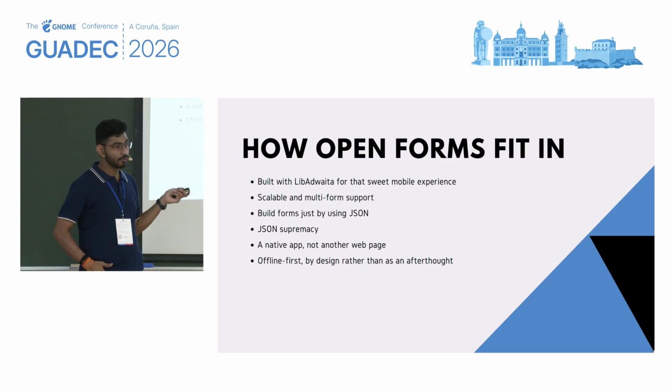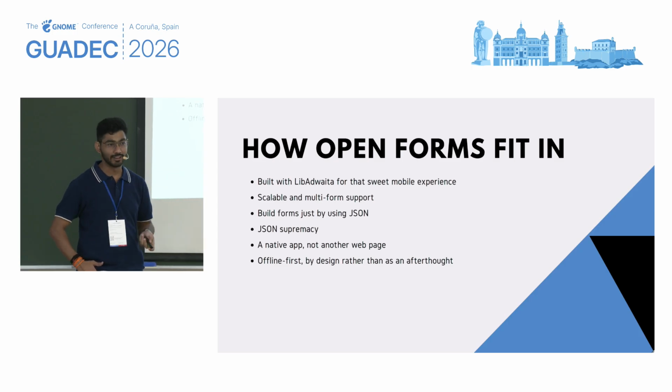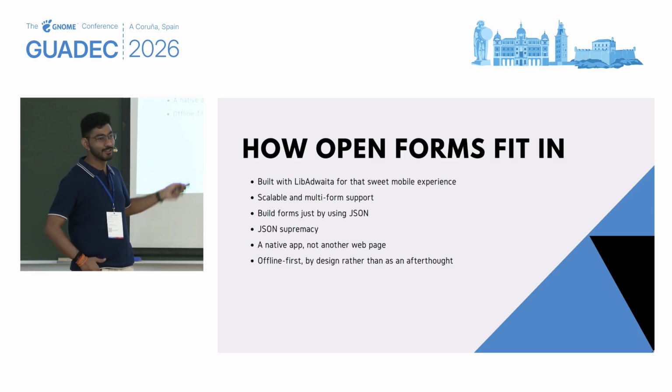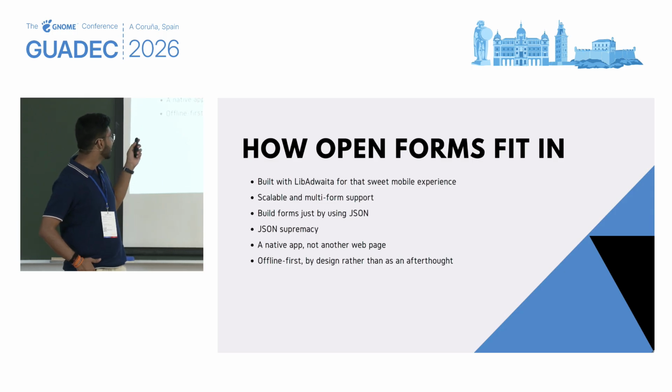It's built with JSON, so we already know JSON is much better than XML. And everybody in the world knows how to write JSON. If you don't know how to write JSON, what are you doing in the world? But we are JSON supremacy, and it's a native app, not another web page.